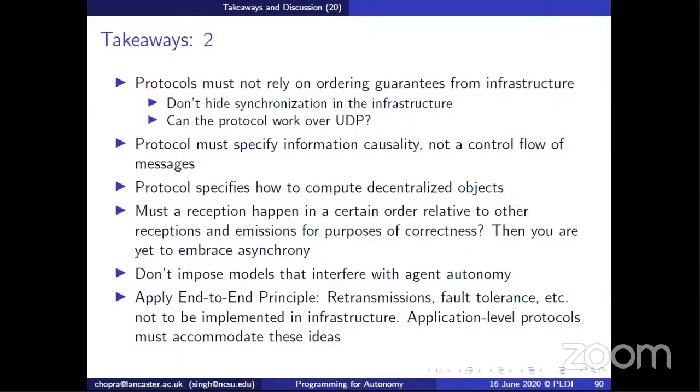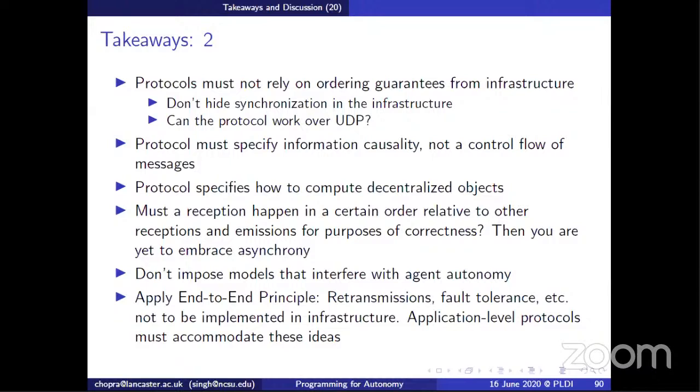The next one says, don't impose models that interfere with agent autonomy. Again, this goes to the point that for purposes of correctness, you may think that you need an ordering guarantee from the infrastructure. But when you do that, then you're interfering with agent autonomy, and autonomy is sacred. Don't interfere with autonomy. If you design the protocol correctly, like with information protocols, then you won't need the ordering guarantee from the infrastructure and you won't interfere with autonomy.